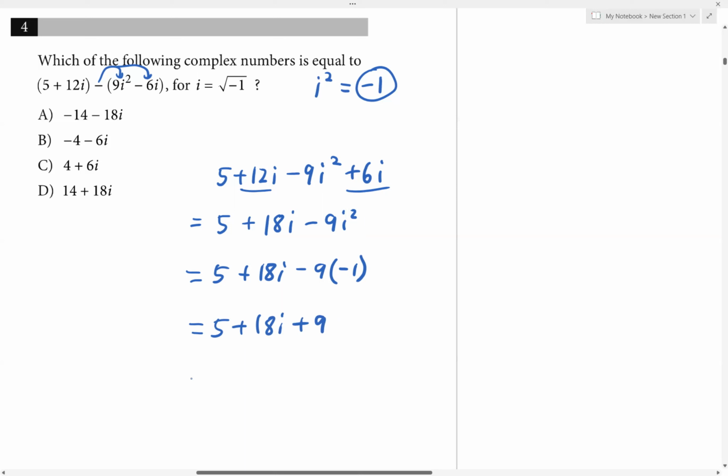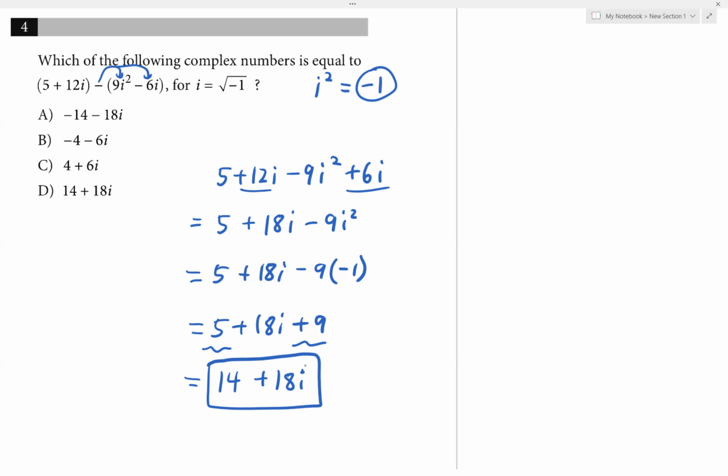Since that becomes a whole number, we can just combine it with the 5. So 9 plus 5, we get 14. We ended up with 14 plus 18i. Once we have that, we can no longer simplify, because we have a real number and an imaginary number. We can't really add them together, so we'll leave it like that. So it's 14 plus 18i, which is letter D for our final answer here.